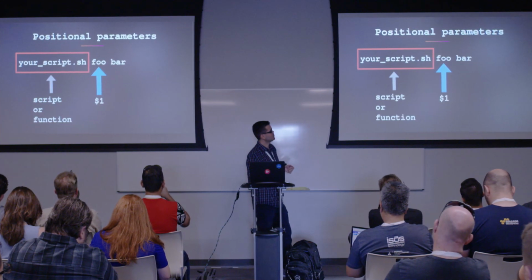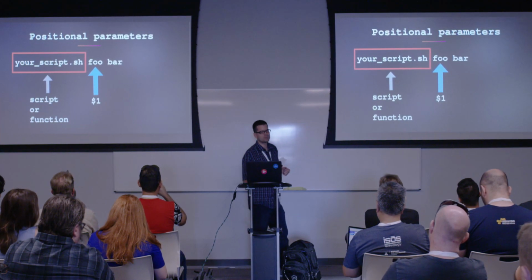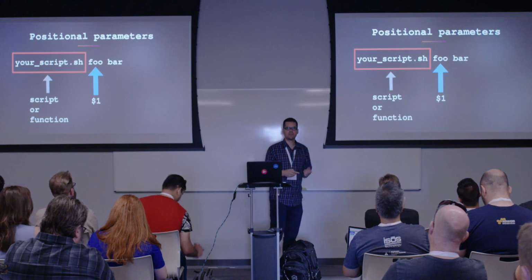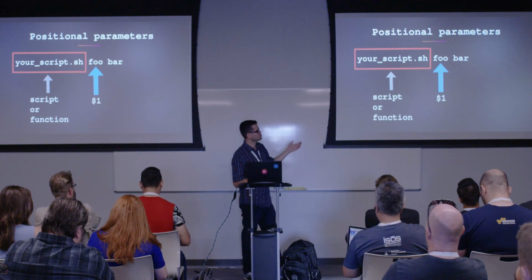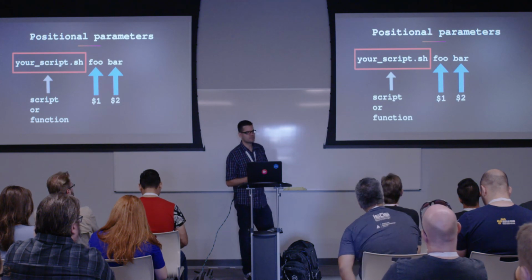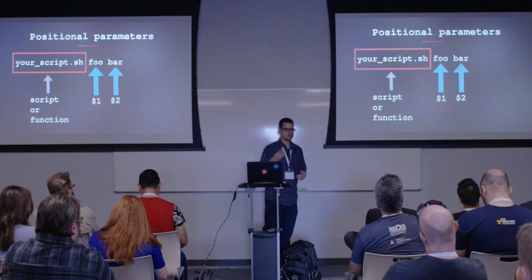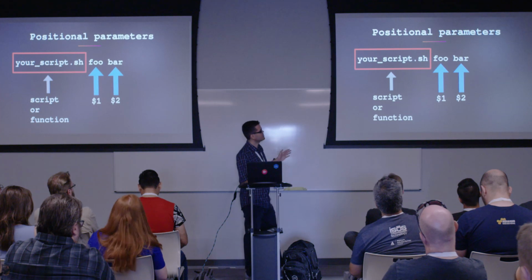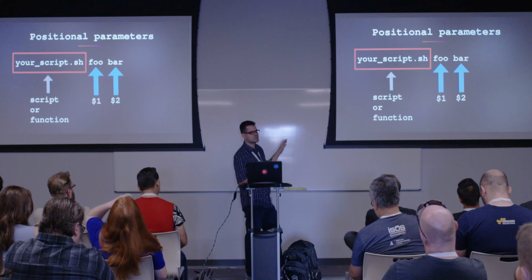And we also pass it a positional parameter. So the first positional parameter is going to be referenced as $1 inside of your shell script, and the second one is going to be referenced as $2, and so on and so forth. So just wanted to quickly go over what positional parameters are by showing this slide.